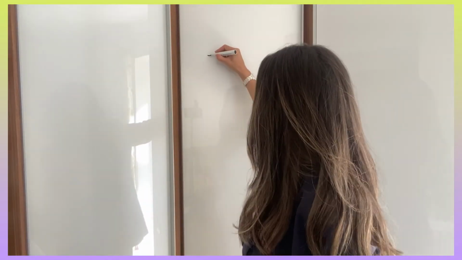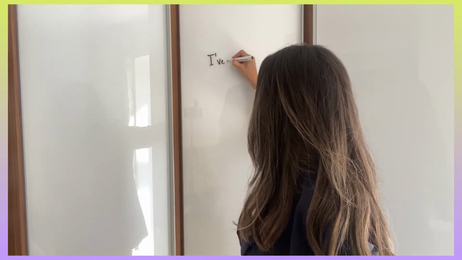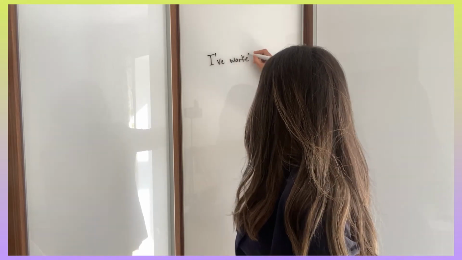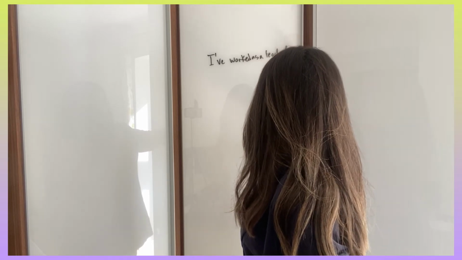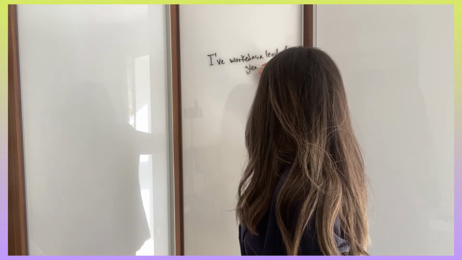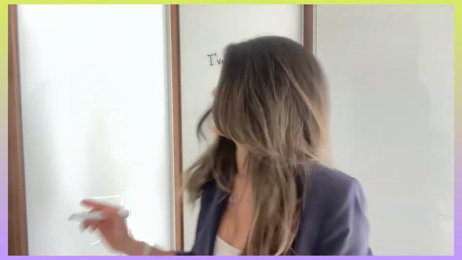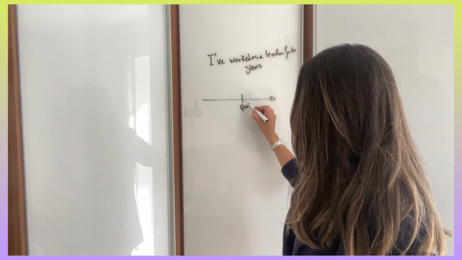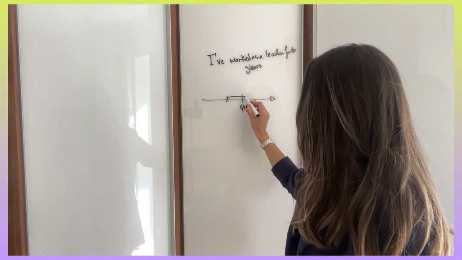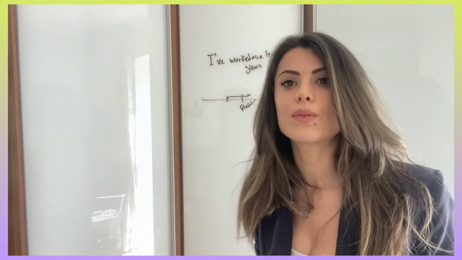The second use of the present perfect is when we have something that started in the past, but continues until the present, okay? So I've worked as a teacher for 10 years. I started this job 10 years ago, but I'm still doing it. Okay, so here we have the present, and I started here at some point, and of course I continue to do this. So this is the second.